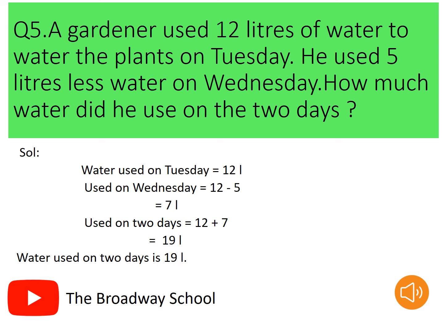So now we get to know that on Tuesday he used 12 liters of water, and on Wednesday he used 7 liters of water. Now your next statement will be water used on 2 days is equal to 12 plus 7. 12 liters plus 7 liters is equal to 19 liters. Now you need to write your final statement. Water used on 2 days, 19 liters.